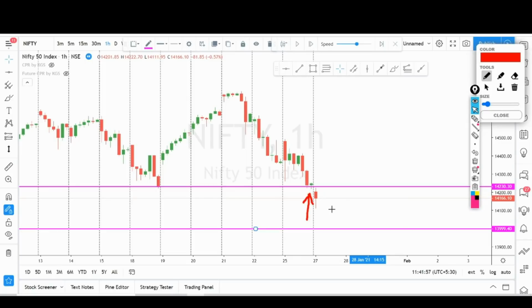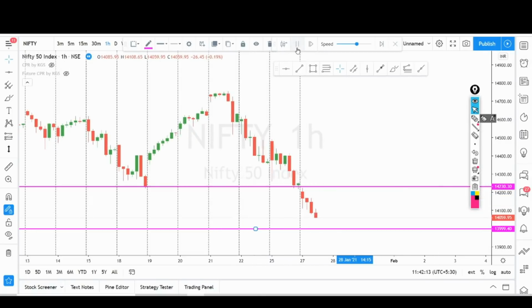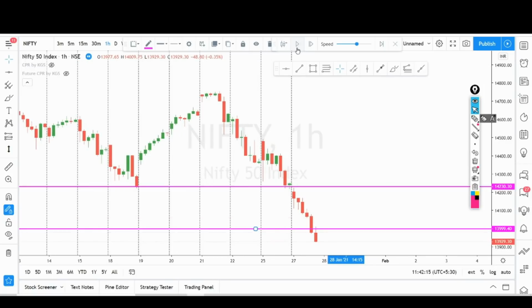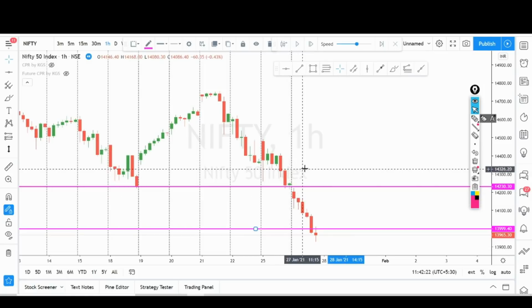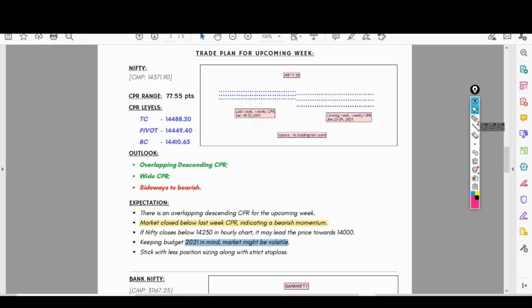The price opened below my said level 14,230. So what I will do, I will take a position. And what happened, as I said, the market rallied very ferociously towards my set level 14,000. So in a single day, the price reached the target level. Now my target level, which I said in the newsletter, has been reached.